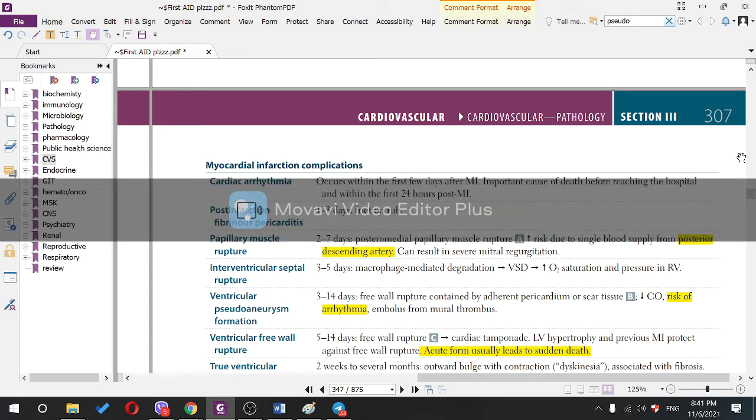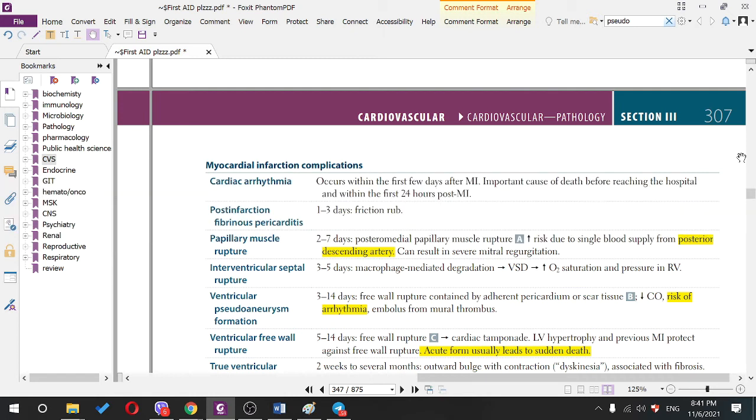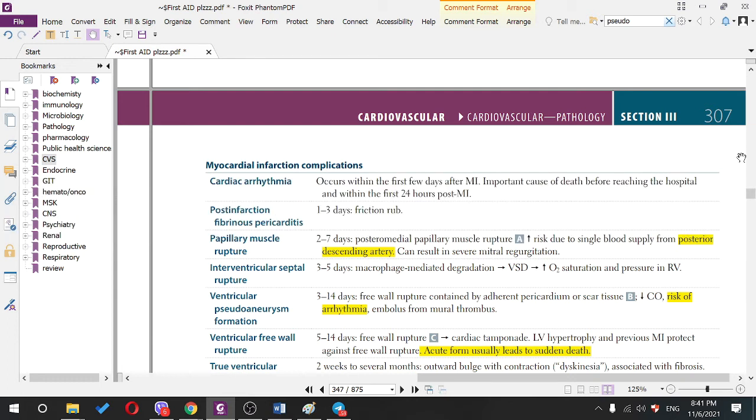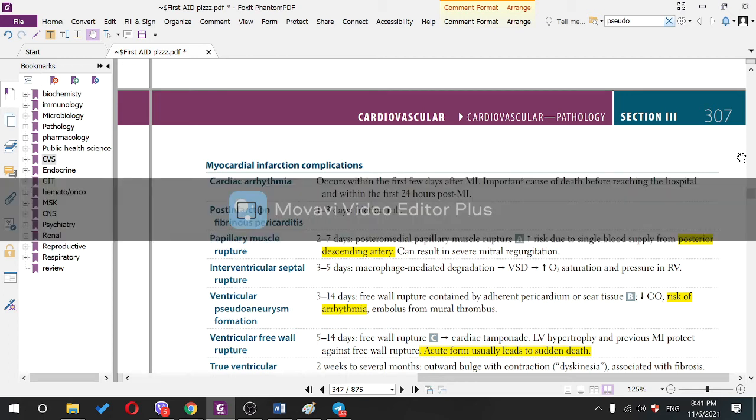So the next thing is interventricular septal rupture. Since it's a septal rupture, there is something eating. So which cell? Who likes to do num num num? Macrophages, yeah. So remember, macrophages like to come between 3 to 5 days. So it's a macrophage-mediated degradation. So the patient will have a VSD, ventricular septal defect. If he has a VSD, will he have a left to right shunt or right to left shunt? Left to right, correct. So there will be more O2 saturation and pressure in the right ventricle.